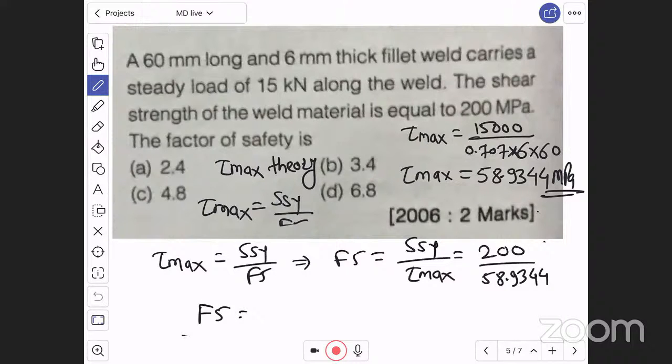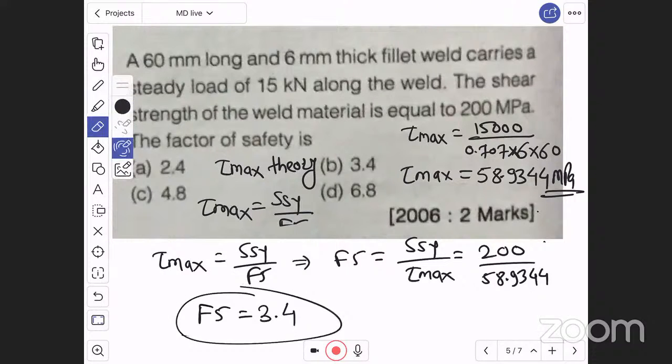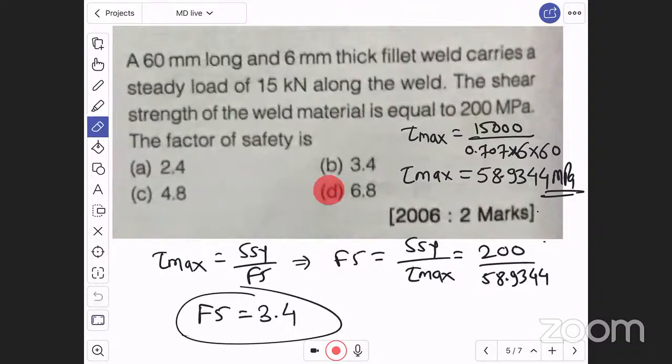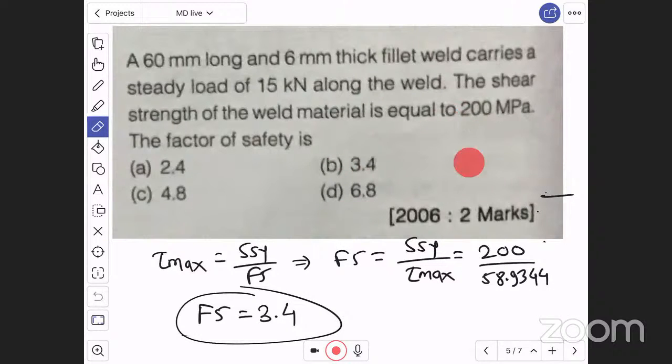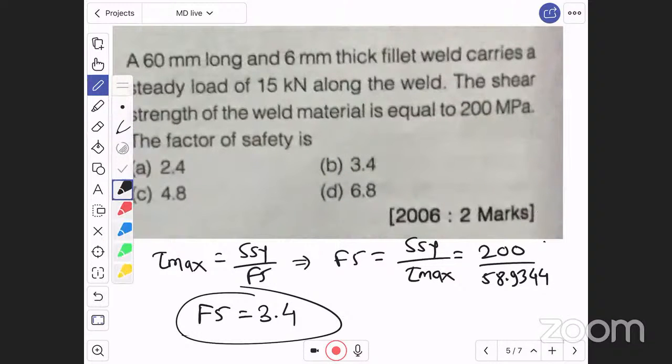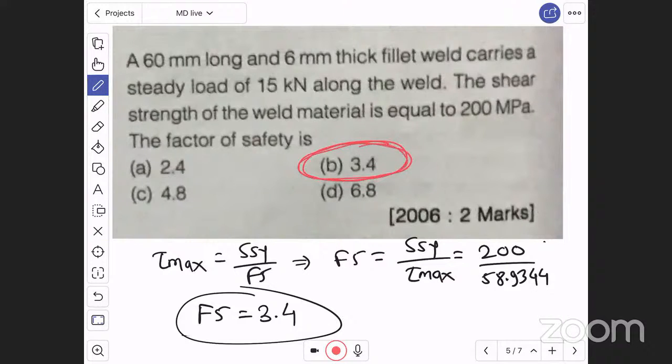Now tell me, what is your answer for factor of safety? I think the answer will be 3.4. Therefore, look at the options. Option B is the correct choice. Here you can say option B, which is the number 3.4, is the correct choice.